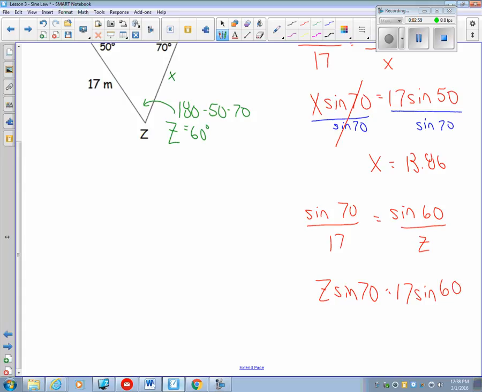I want to get z by itself, so I'm going to divide out the sine 70 from both sides. Sine 70, and for z, I'll end up with 15.67. There, we've solved for sides. So that's one thing I can do with the sine law.